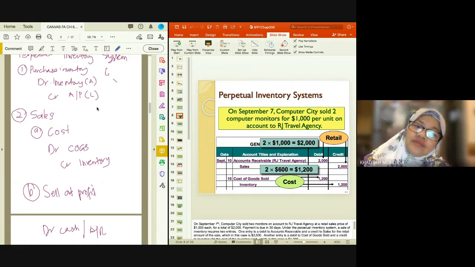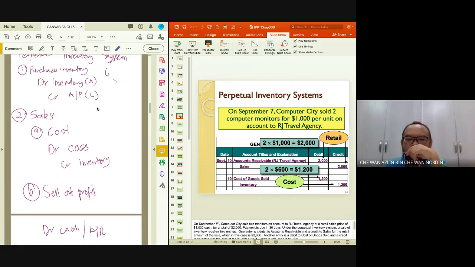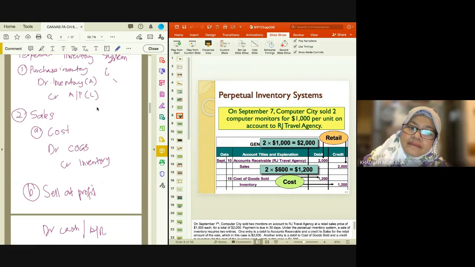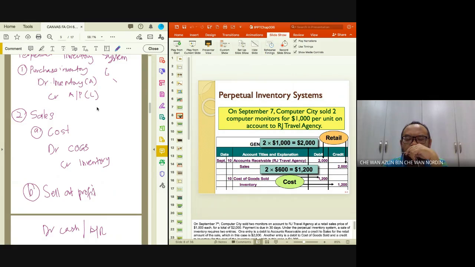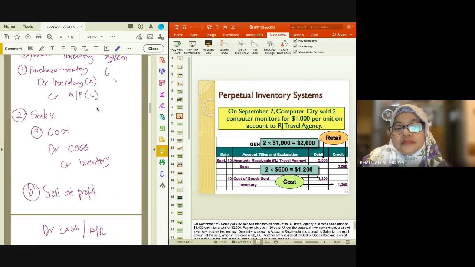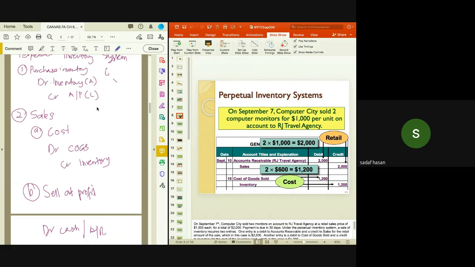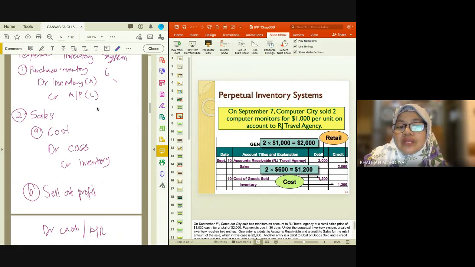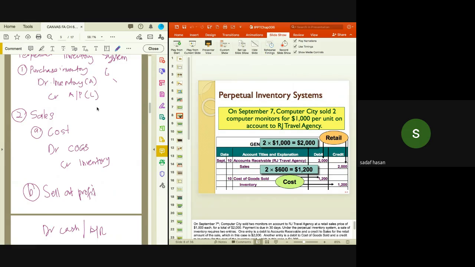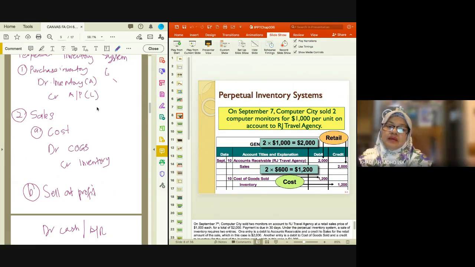Why do you credit your inventory? Any idea? What happened to the inventory when you sell? Does inventory increase or decrease? Decrease, yes.